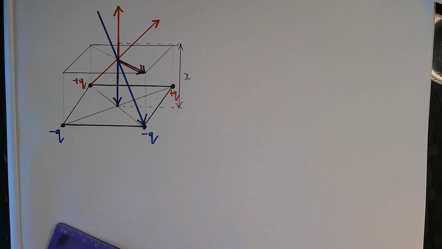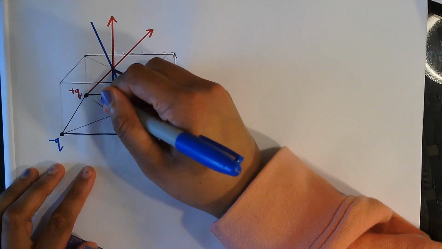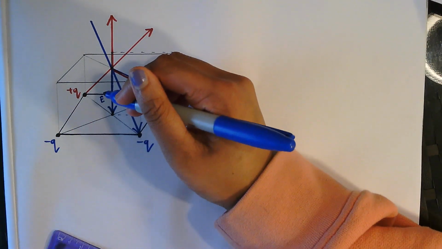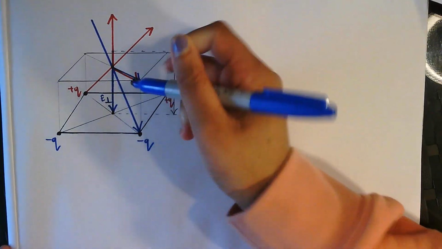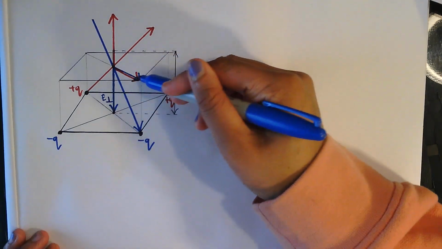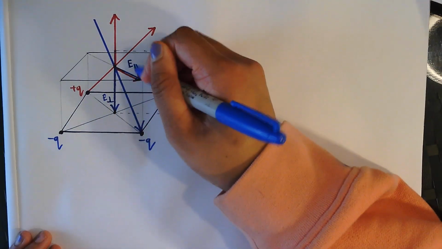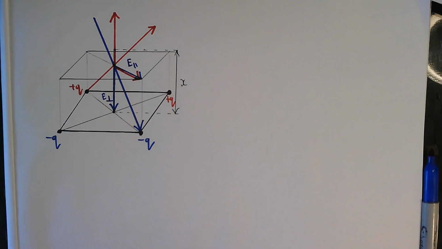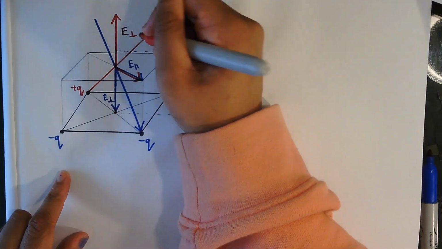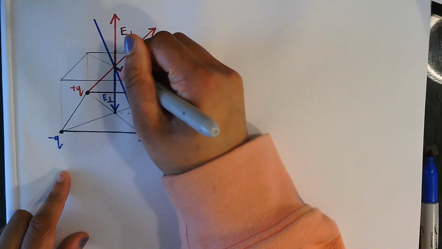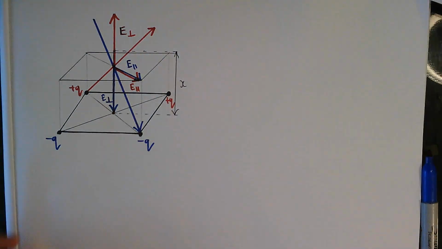And I'm just going to label these using the electric field. For the ones that are vertical, I'm going to call that perpendicular to the plane, like that. And the ones that are along the plane, I'm going to call parallel to the plane. So using the perpendicular and parallel signs. And the same for the positive charges. So this one is perpendicular to the plane, and this one, which is in the same direction as the negative charge, is parallel to the plane.